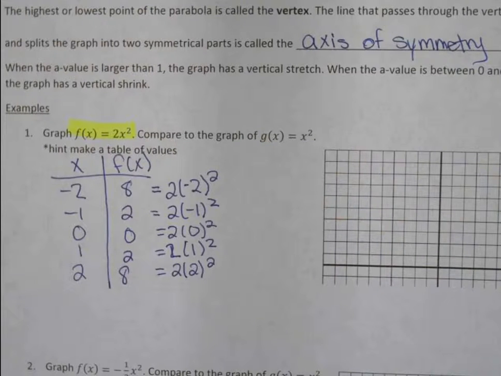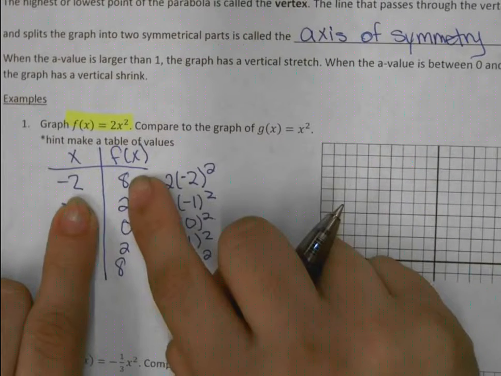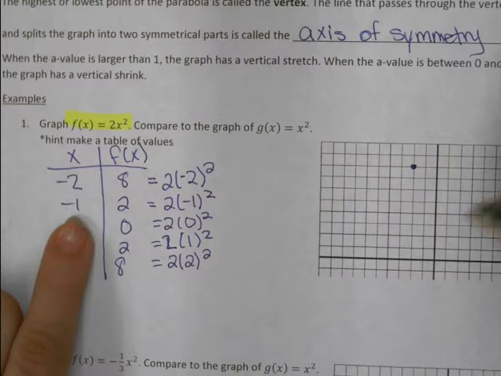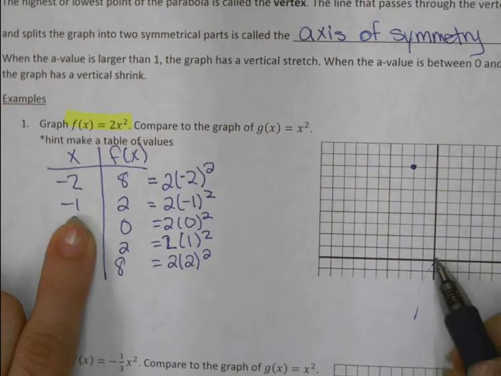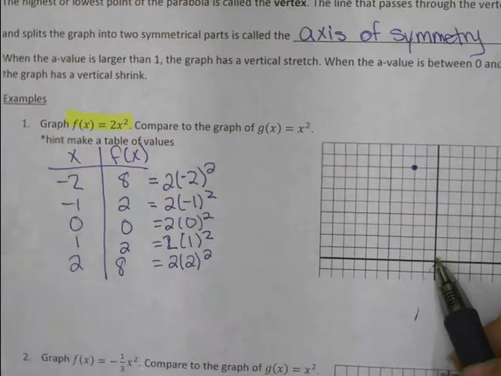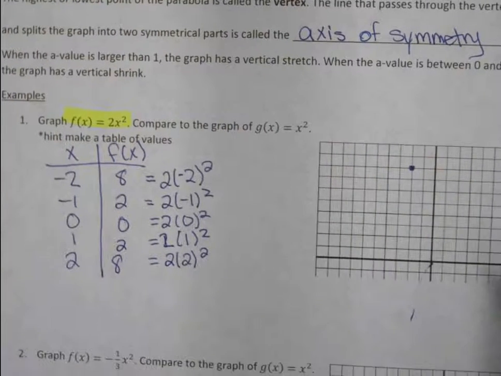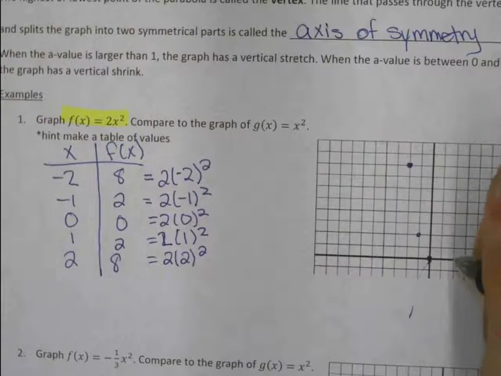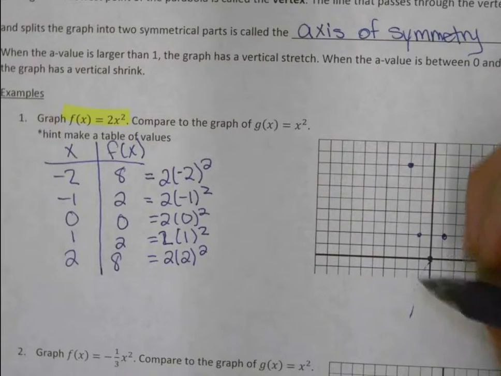Okay, so then the next step is I want to graph this. Remember, x values are left and right, f of x or y values are up and down. So I'm going to go left 2 squares, up 8, and put a point. You always start at 0, 0, and then you always go left and right and up and down from there. Then I have -1, 2, so I'm going left 1, up 2. 0, 0, so I stay exactly where I'm at. I have positive 1, 2, so I go right 1, up 2, and then I have positive 2, 8.